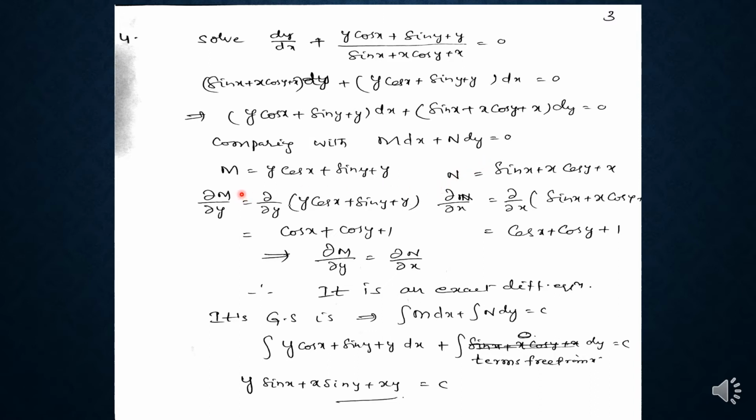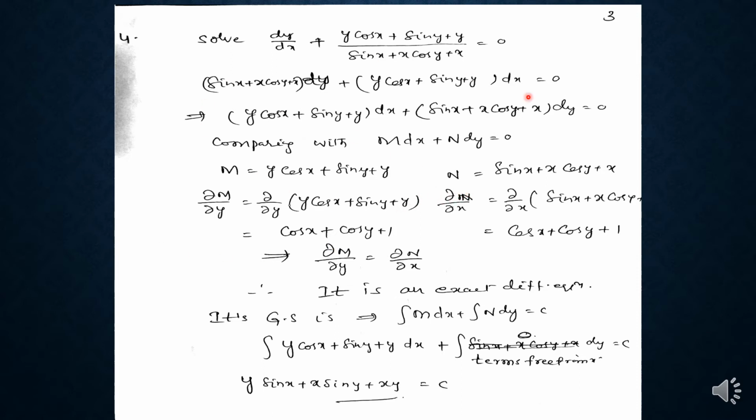Now find the partial derivatives ∂M/∂y and ∂N/∂x. ∂M/∂y is equal to ∂/∂y of y cos x plus sin y plus y. While taking a partial derivative, we should remember which is the variable and which is the constant. So here we are differentiating with respect to y, so x is the constant. So in ∂/∂y of y cos x, cos x is the constant. We can write it as cos x into ∂/∂y of y, that is 1, so cos x, plus ∂/∂y of sin y is cos y, plus ∂/∂y of y is 1.